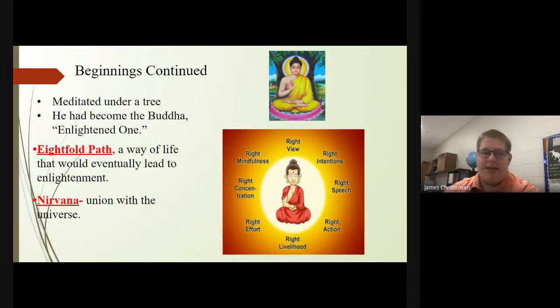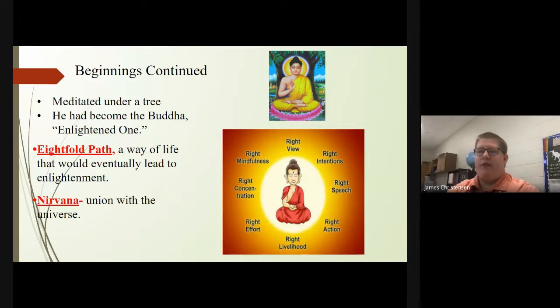So eventually, once he left the palace and decided, I'm going to go on this path, he arrived under a tree and sat there and meditated. He eventually became the Buddha, or the enlightened one, after meditating for months and not being tempted by a demonic temptress. Now, it's here that he determined and created the Eightfold Path, a way of life that would eventually lead to enlightenment, with the ultimate goal of reaching nirvana. No, I am not referring to the band. I am referring to union with the universe.